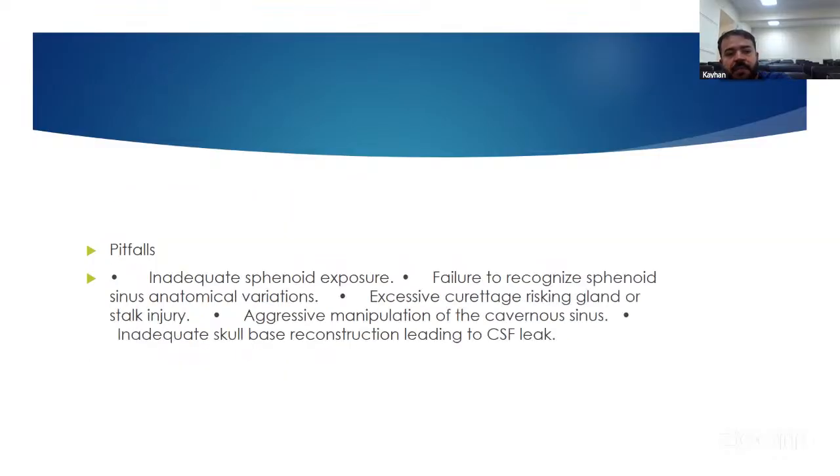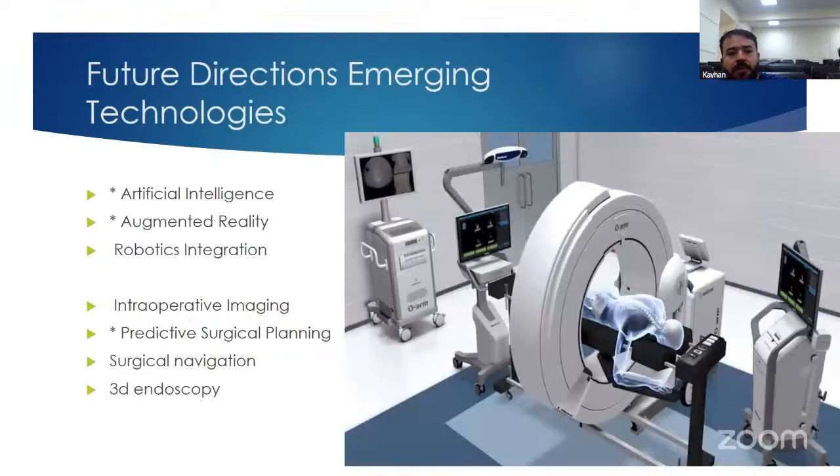What are the pitfalls? Inadequate sphenoid exposure, failure to recognize sphenoid sinus anatomical variation, excessive curettage risking gland or stalk injury, aggressive manipulation of the cavernous sinus, or inadequate skull base reconstruction leading to CSF leakage. What would be the future directions for the neurosurgeon in emerging technologies? Artificial intelligence, augmented reality, robotic integration, and neuronavigation-guided excision of pituitary tumors, which is done in all parts of the world, surgical planning, surgical navigation, and 3D endoscopy.